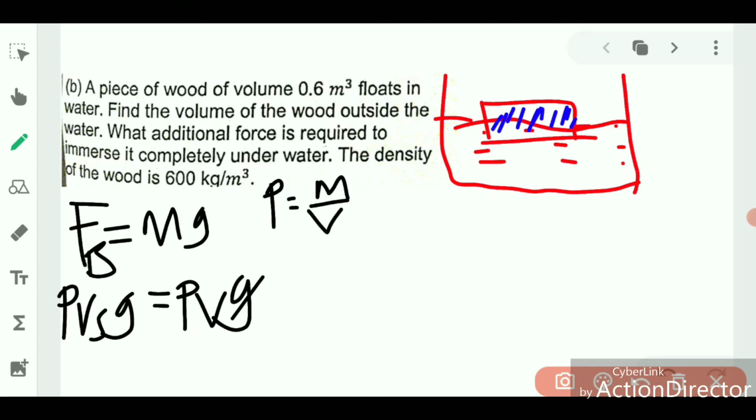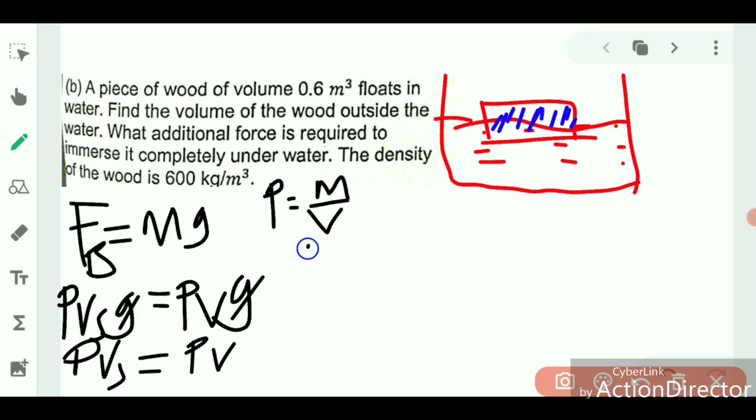So we can cancel out g both sides of the equation, and the equation will be density of the fluid times the volume submerged will be equal to density of the object times the volume of the object. So we'll first find the volume that is submerged, which will be the portion of the wood that is in the water. Then we'll subtract it from the total volume of the wood for us to find the portion of the wood that is outside the water.